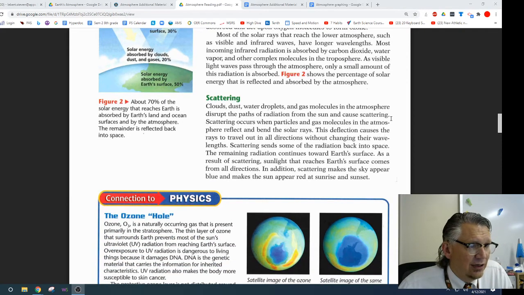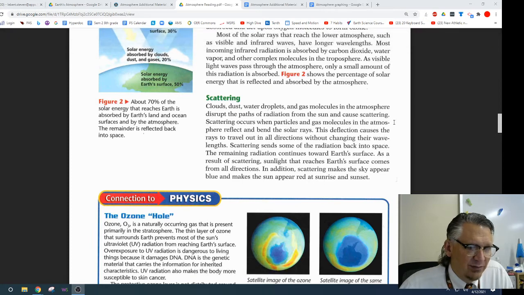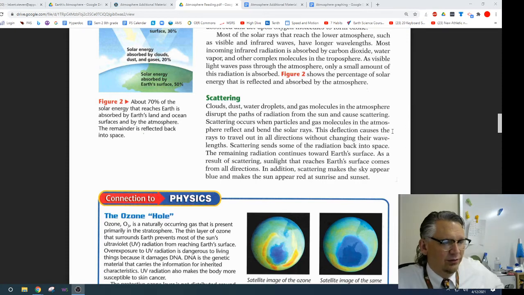Scattering. Clouds, dust, water droplets, and gas molecules in the atmosphere disrupt the path of the radiation from the sun and cause scattering. Scattering occurs when the particles of the gas molecules in the atmosphere reflect and bend the solar rays. This deflection causes the rays to travel out in all directions without changing their wavelengths. Scattering sends some of the radiation back into space.